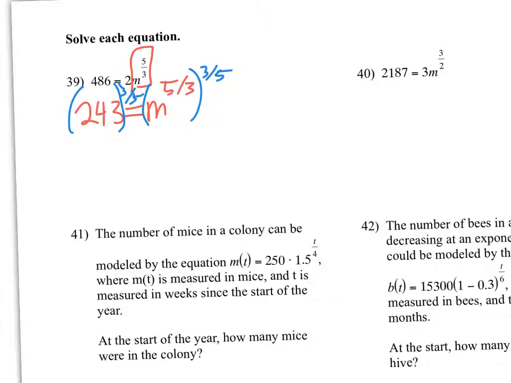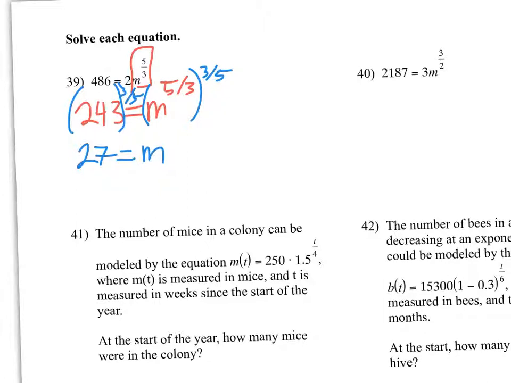Just be really careful. This is a power. This is not multiplying. So we are not going to get 243 times 3/5. This is 243 to the 3/5 power. And when I do that, on my calculator, I get 27 is my answer. At that point, you're done.